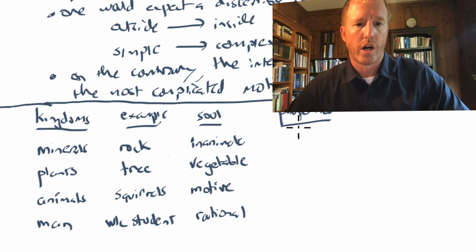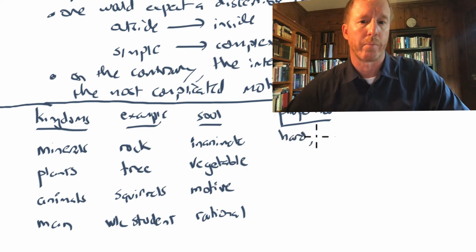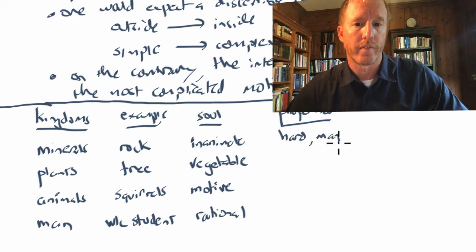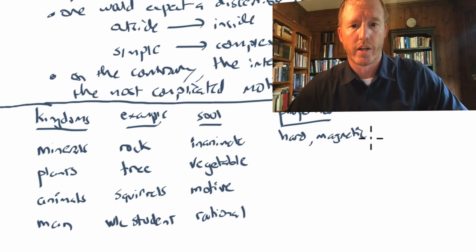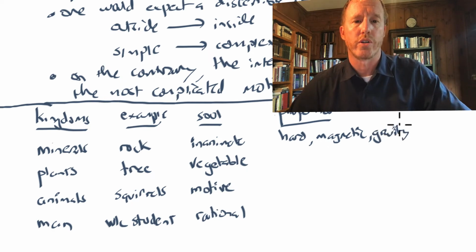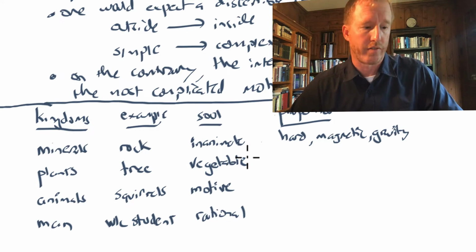So a rock might have certain properties that derive from the kind of thing that it is. So a rock might be hard. These are examples. And they might have magnetism. They might be magnetic rocks. They might not be magnetic rocks. They might have gravity. They might pull things toward them. So these are more modern notions, but they're derivative of the kind of thing that they are.